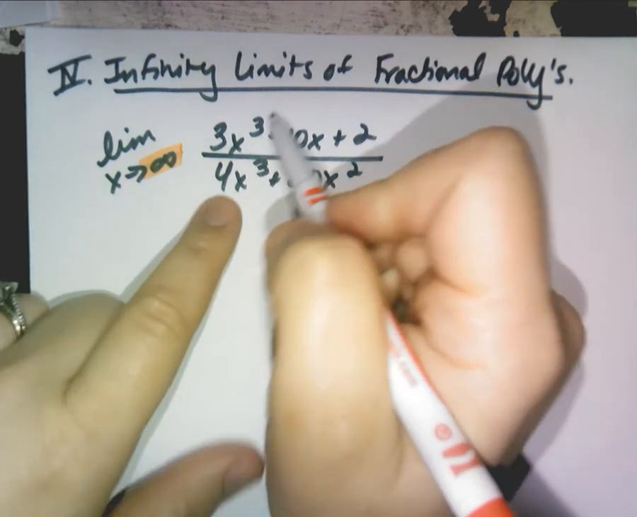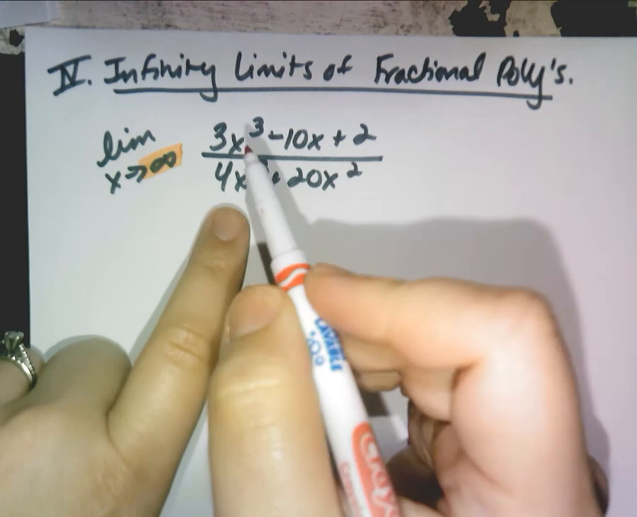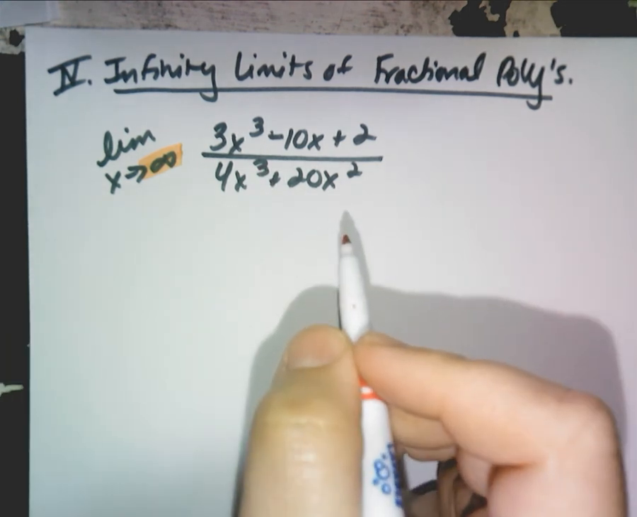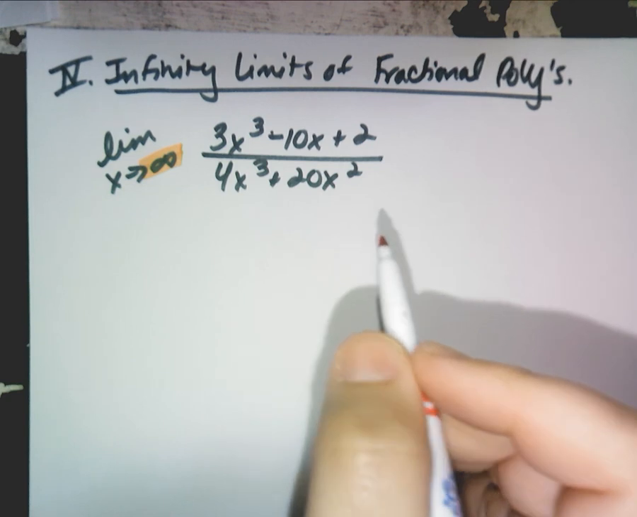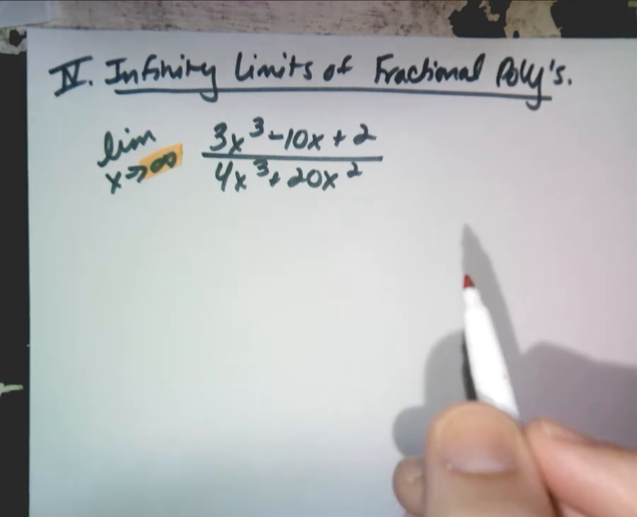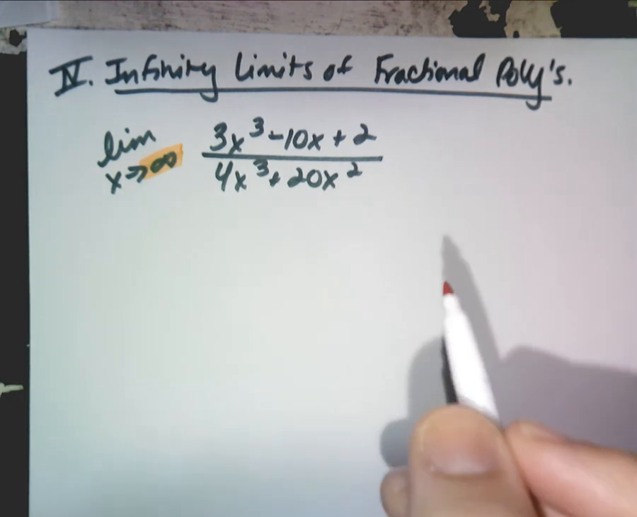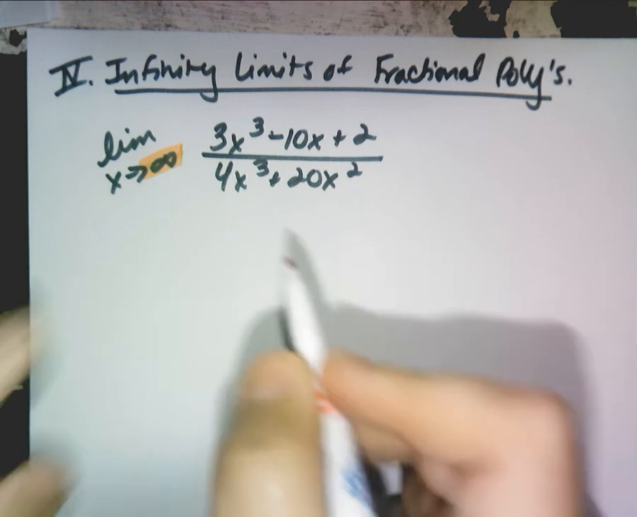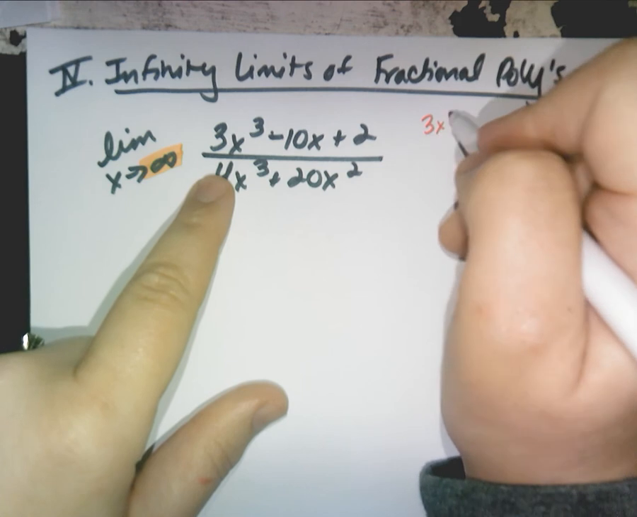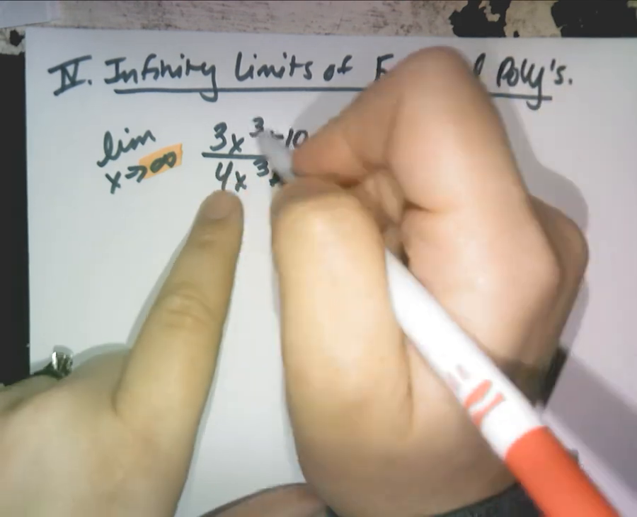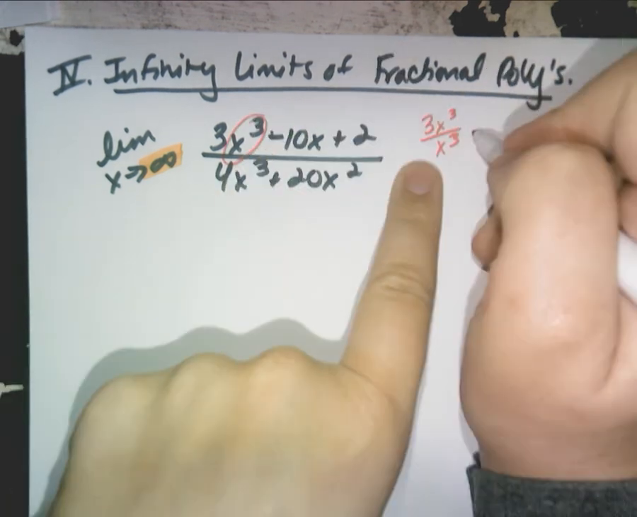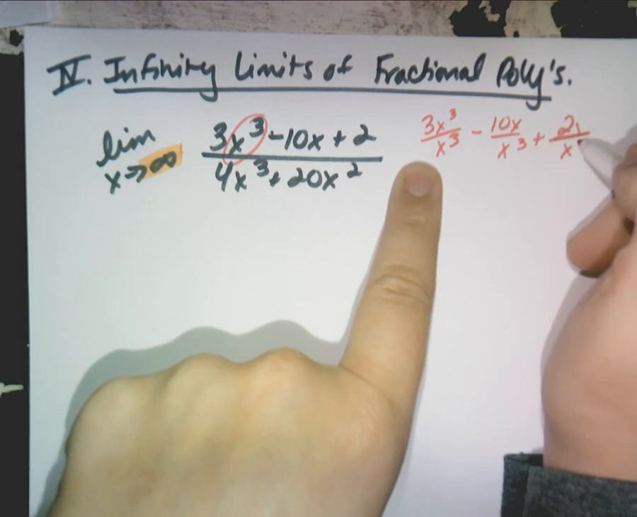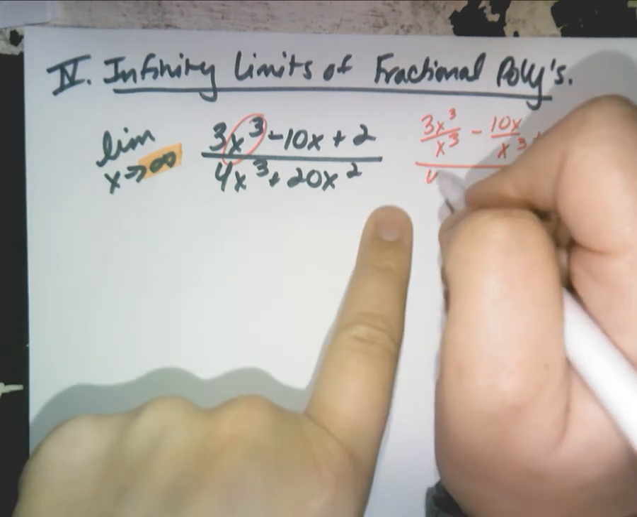You take the highest degree that you see right now, which is an x to the third, right? And you divide everything by x to the third. Why am I allowed to do that? I'm allowed to do anything to a fraction. I can add 2 to the top as long as I do it to the bottom. I can multiply by a polynomial on top as long as I multiply on the bottom. So I'm going to divide everything by x to the third, the highest degree, minus 10x over x to the third plus 2, over x to the third, all over 4x to the third.